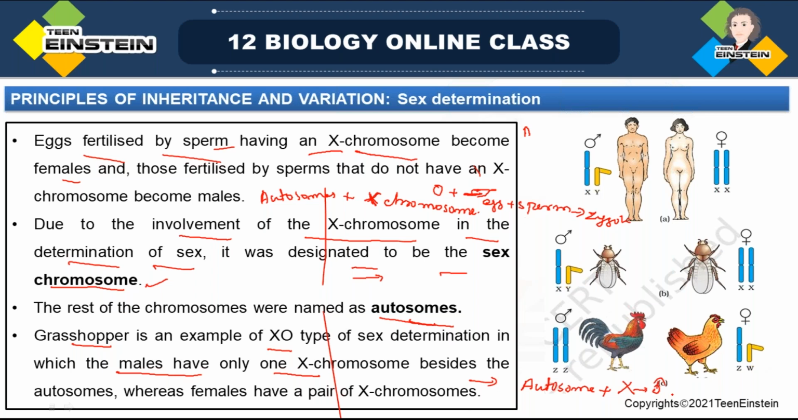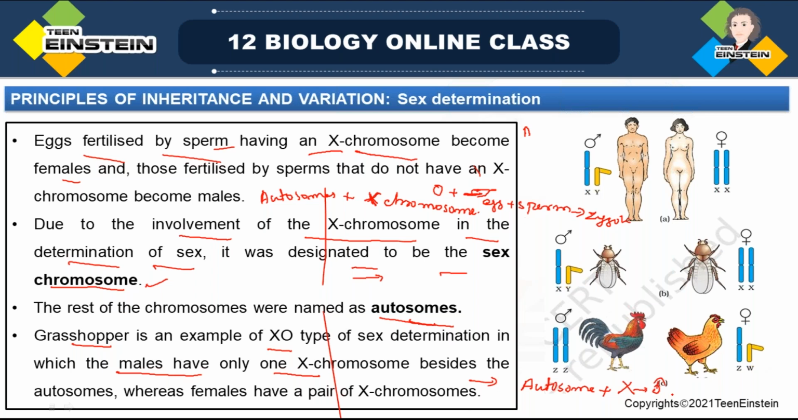So in a large number of insects, the mechanism of sex determination is of the XO type. That means all eggs bear an additional X chromosome besides the other chromosomes or autosomes. This was observed by scientists. Some of the sperm bear an X chromosome, whereas some on the other side do not. So the eggs fertilized by sperm that do not have an X chromosome become male, and the eggs fertilized by sperm that have an X chromosome become female.